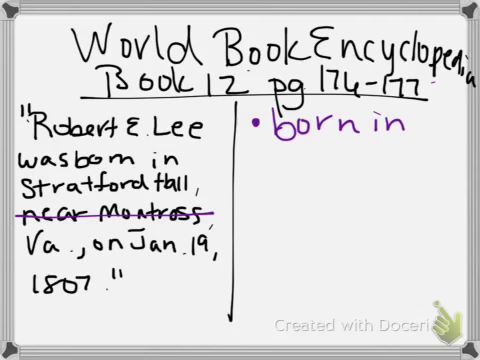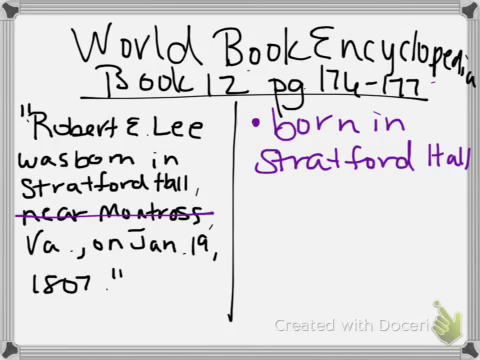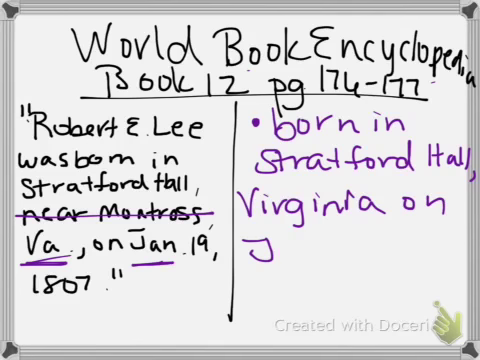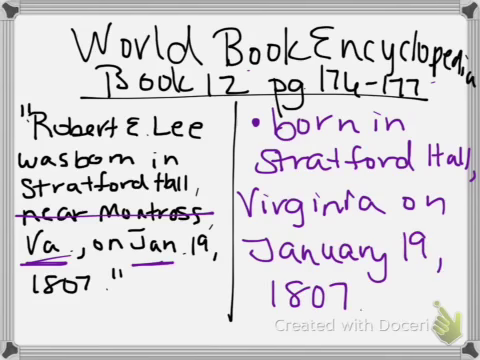Born in Stratford Hall. And I don't want them to use VA when they're writing their paper, so they need to have Virginia. I don't want them to use the abbreviation that the encyclopedia did. And I want them to write out fully January 19th, 1807. Those are going to be some of the simpler facts that they're going to find. There's not going to be much that they have to put in their own words.